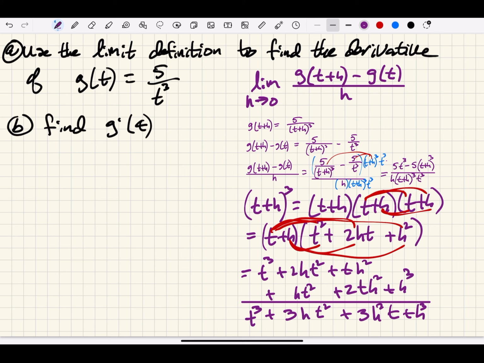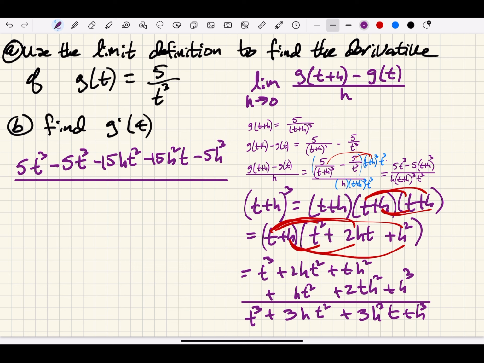Now we'll multiply that by 5, as we see in this numerator. This will yield then overall 5t cubed minus 5t cubed minus 15ht squared minus 15h squared t minus 5h cubed. And that is divided by h times t plus h cubed times t cubed.